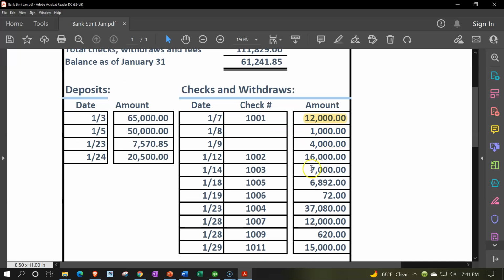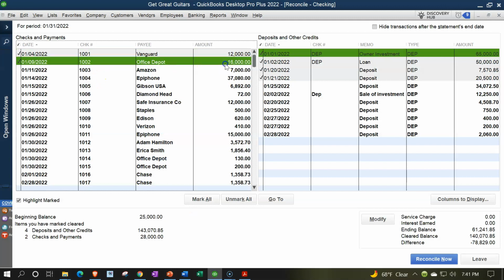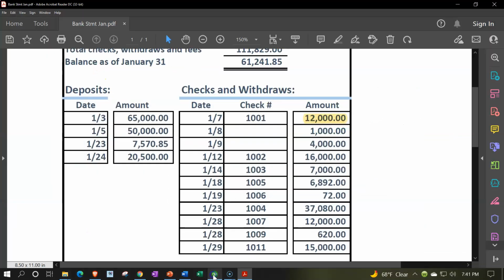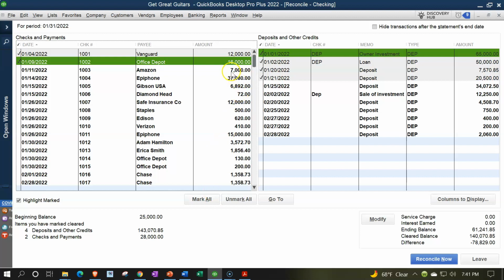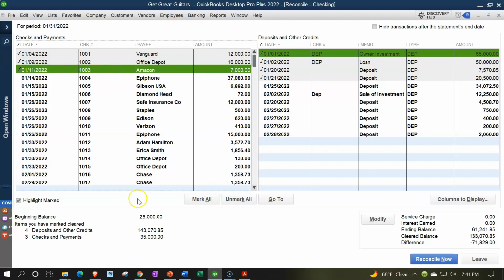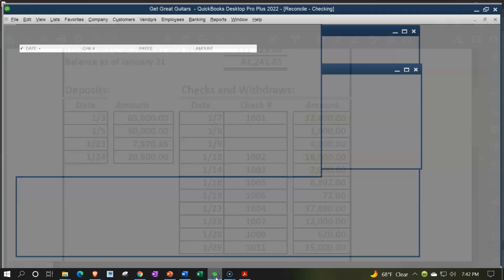Then we got check number 1002 for 16,000. Check 1002 for 16,000. Check, roger that, checked it off. And then we'll make that one yellow. This one's 1003 for 7,000. Note the date, 1/11 in our system and 1/12 here. 1003 for 7,000. 6892, 1005.